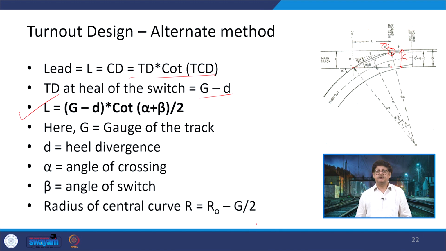So, G is the gauge of the track, D is the heel divergence, alpha is the angle of crossing and beta is the angle of switch. And the radius of the central curve is R. If we are talking about this central line and considering the radius for this one, then this is nothing but R naught, which is the radius of the outer rail on turnout. From that, half of the G is removed. So, that will be the radius of the central curve.